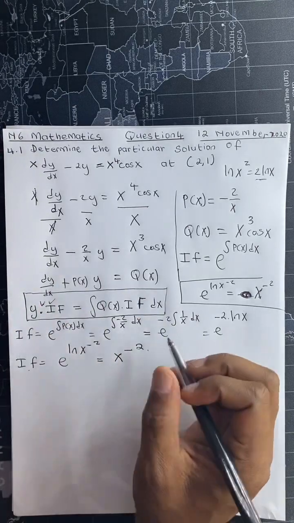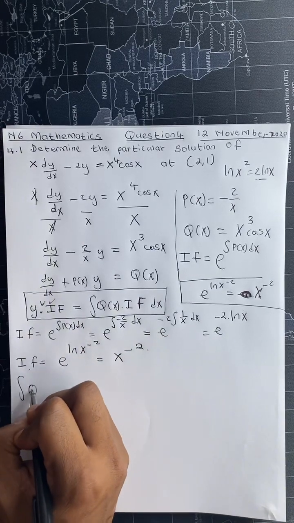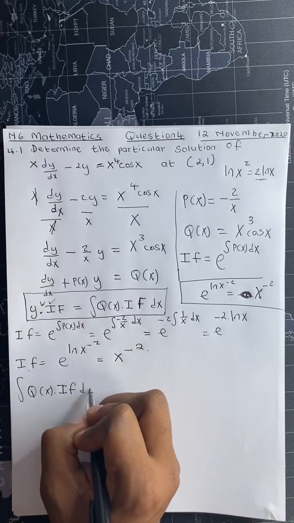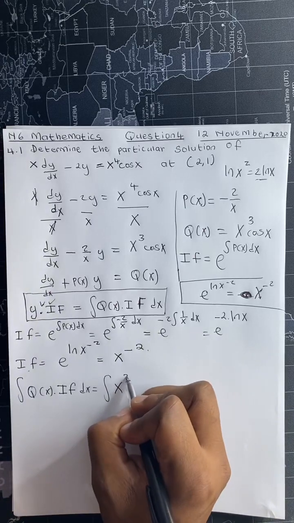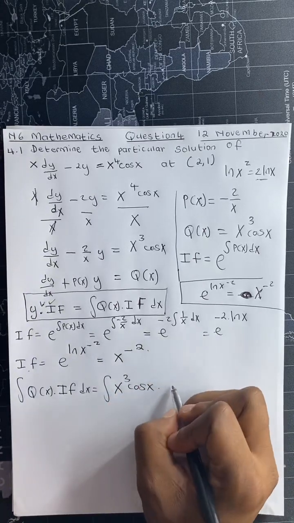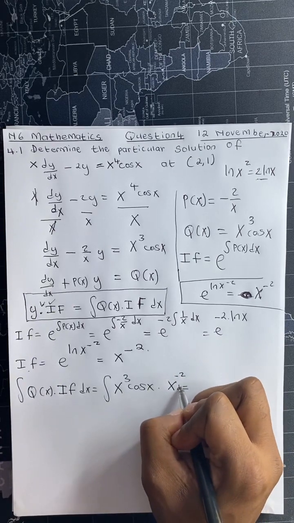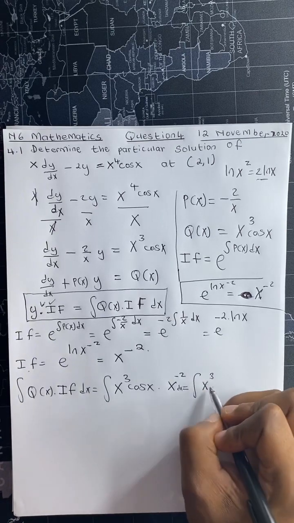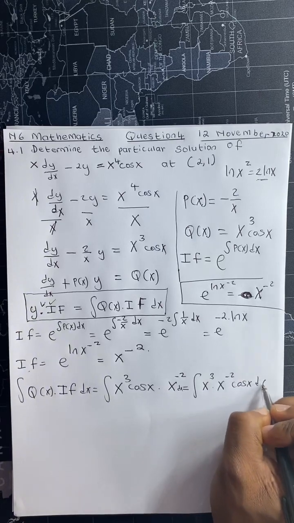So we are done with the left hand side. We have to focus on the right hand side. The integral of q of x multiplied by the integrating factor dx. So q of x is defined by x cubed multiplied by cos x, and the integrating factor we just determined as x raised to the power negative 2, dx. So let's group the like terms. So x cubed will be multiplied by x to the power negative 2, and we have our cos x dx.